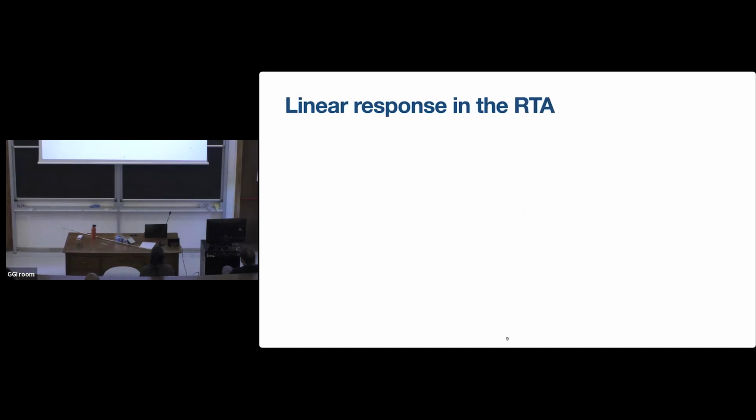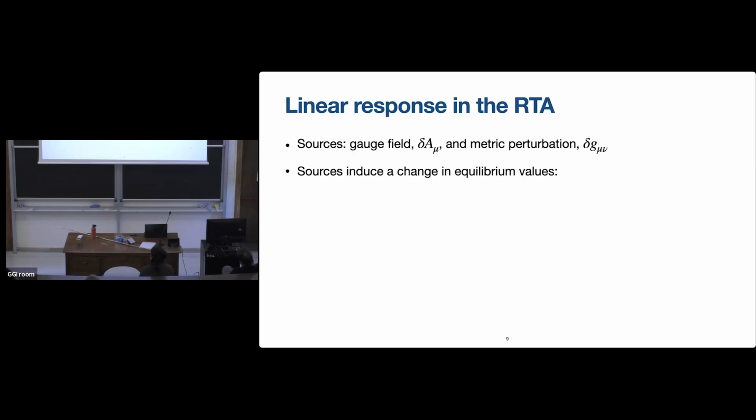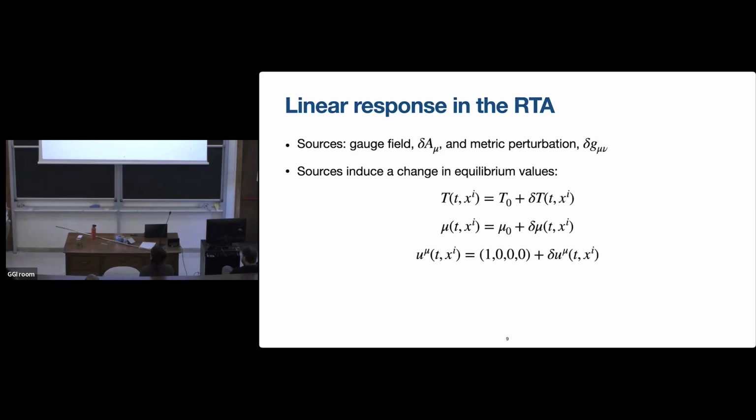Good. Right, so now I'm going to do some linear response. For my sources, for the electric field there's basically the gauge field, and to induce temperature gradients there'll be a metric perturbation. These sources will change since I'm adding electric and temperature gradients. This will change the equilibrium values found in the equilibrium distribution function on the right-hand side of the Boltzmann equation. So the temperature will change, the chemical potential, and the four-velocity. And this is pretty standard.